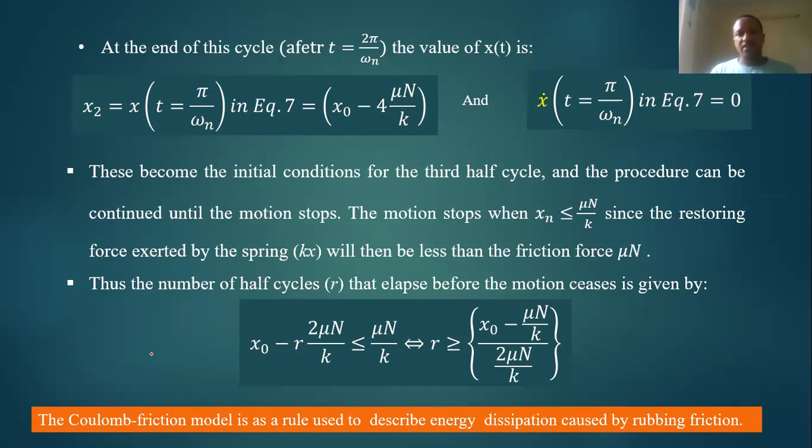Therefore, the number of cycles, represented by r, that elapses before the motion ceases is given by x naught minus r mu N over k less than or equal to mu N over k. That implies r should be greater than or equal to x naught minus mu N over k, over 2 mu N over k. This is the point where the complete motion or oscillation will cease. So Coulomb friction is a rule used to describe energy dissipation caused by rubbing friction.